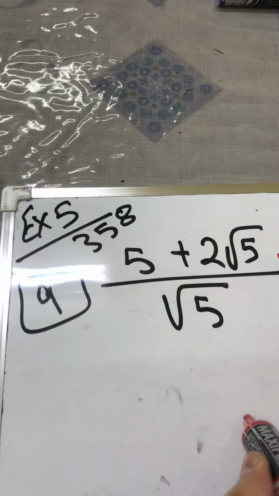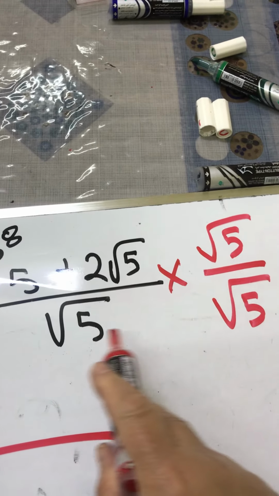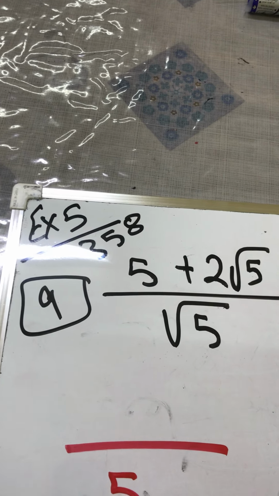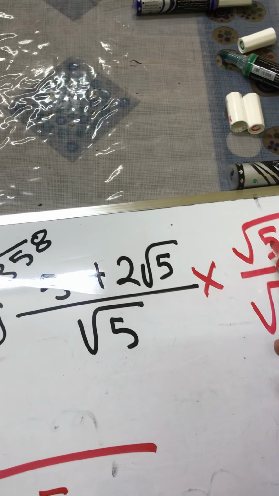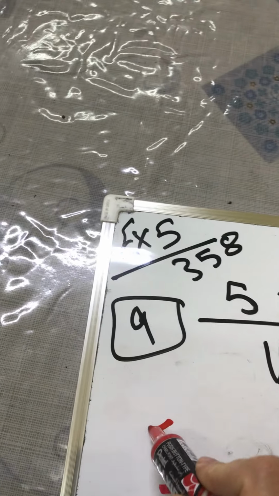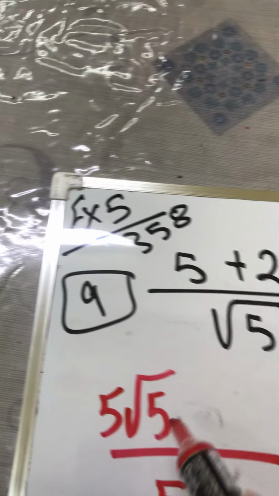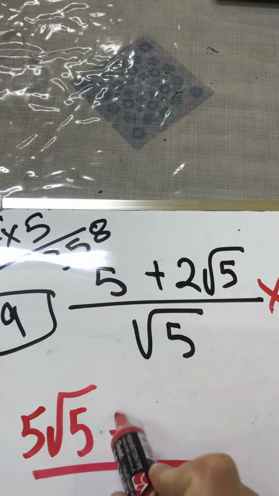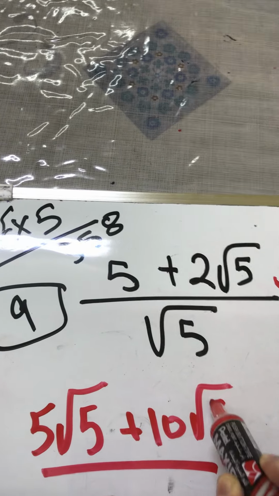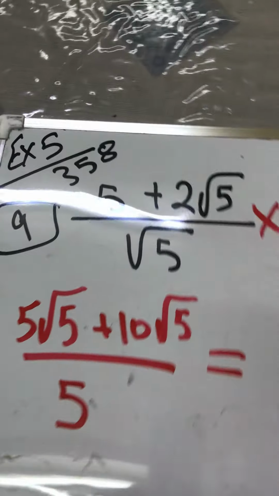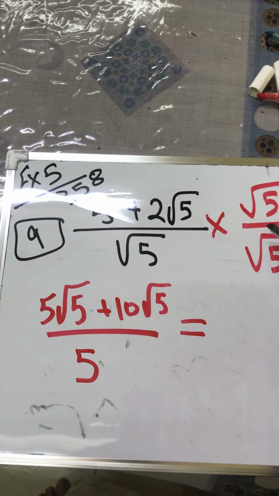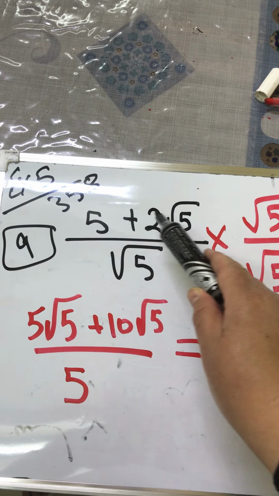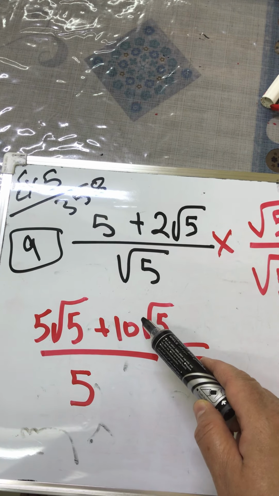Okay, the aim is to cancel the irrational number from the denominator. So square root of 5 times square root of 5 down equals 5. Let's complete. Square root of 5 multiplied by 5 equals 5 square root of 5. Plus square root of 5 multiplied by 2 square root of 5 equals 10 square root of 5. I didn't finish. I took square root of 5 multiplied by 5, 5 square root of 5. Square root of 5 multiplied by 2 square root of 5, so 10 square root of 5.